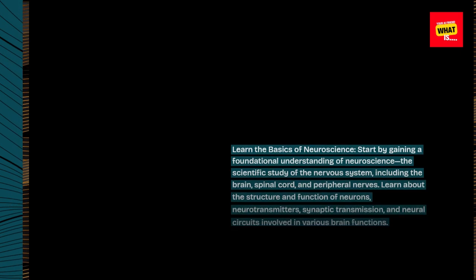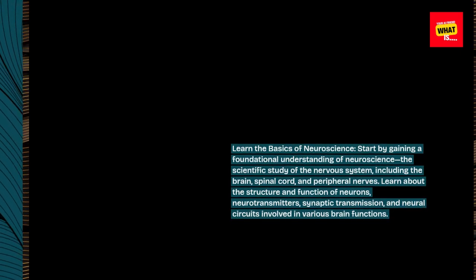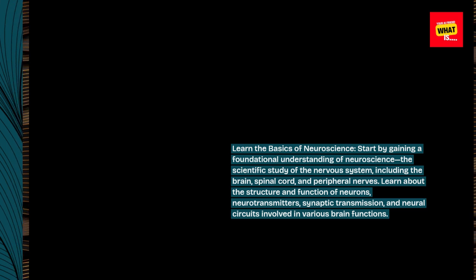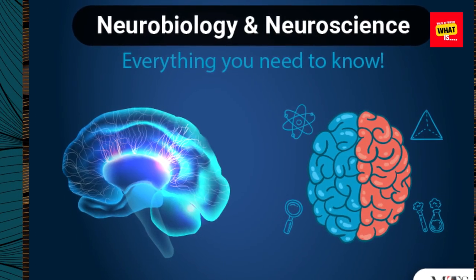Learn the basics of neuroscience. Start by gaining a foundational understanding of neuroscience, the scientific study of the nervous system, including the brain, spinal cord, and peripheral nerves. Learn about the structure and function of neurons, neurotransmitters, synaptic transmission, and neural circuits involved in various brain functions.